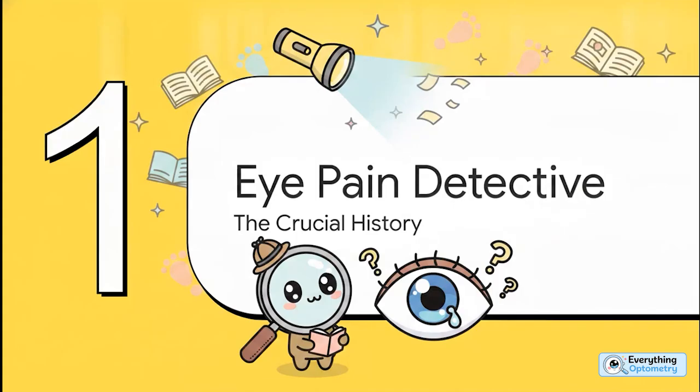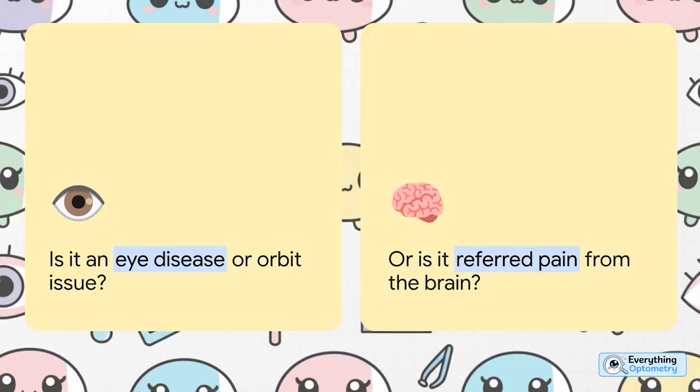Let's jump straight into part 1, the eye pain detective, because the most crucial part of your exam actually happens before you even touch the slit lamp. Your history taking has to drive your diagnosis. You've got to sort the patient's pain into 3 distinct buckets. Ask yourself, does this pain originate from the eye itself? You know, like a gritty, surface-level dry eye, or maybe a deep aching iritis? Or is it an orbit issue involving the structures surrounding the eye? Or could it actually be referred pain stemming from the brain or nerves, like a cluster headache or a migraine? Getting these buckets right from the start saves you from going down the completely wrong diagnostic rabbit hole.